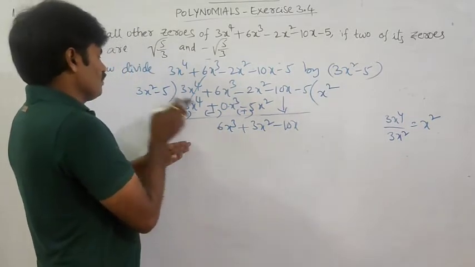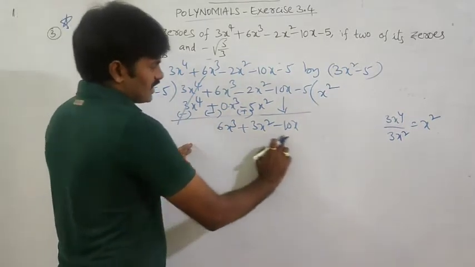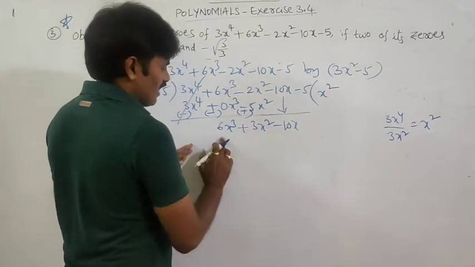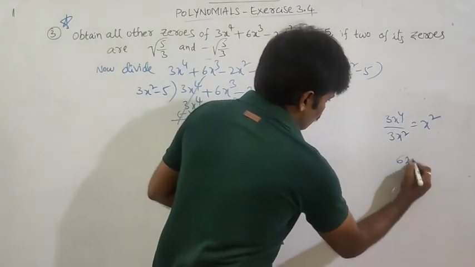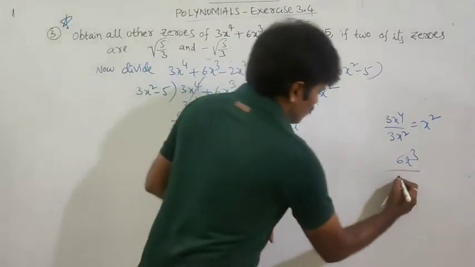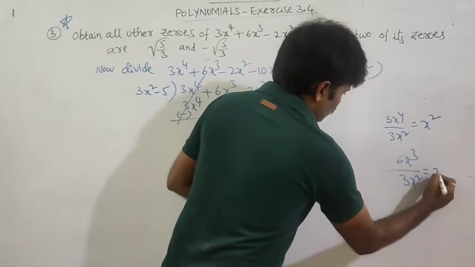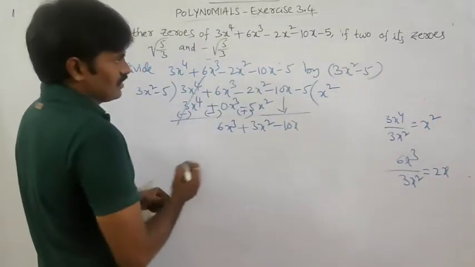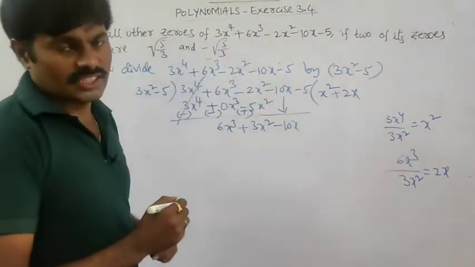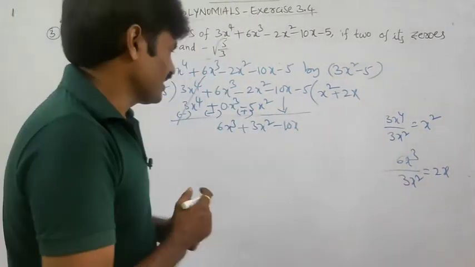Now 6x^3 by 3x^2. The highest degree term is the new dividend. What is the highest degree term of the new dividend? 6x^3. And the highest degree term of the divisor? 3x^2. If you simplify, we get 2x. Am I correct? So +2x is the second term of the quotient.